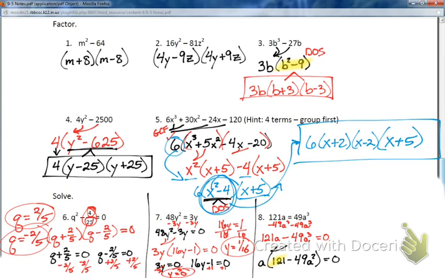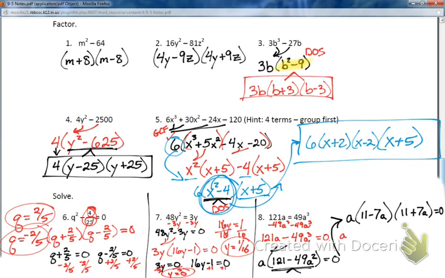121 is a perfect square, 49 is a perfect square, and a squared has an even exponent. It is a subtraction problem, so this now changes again. I still have that a out in the front, but now this factors into 11 minus 7a and 11 plus 7a equals 0. So you're actually going to end up with 3 answers here. You will have to set all 3 pieces equal to 0 because a is a variable.